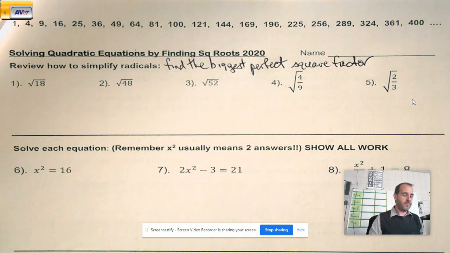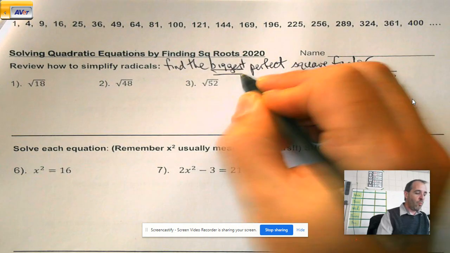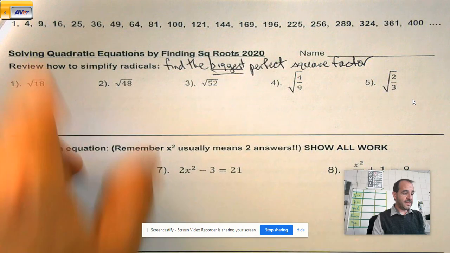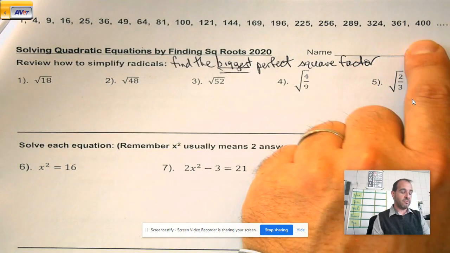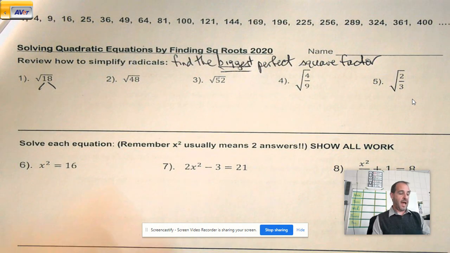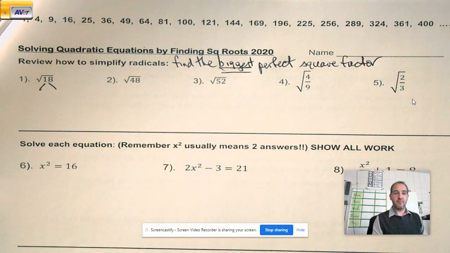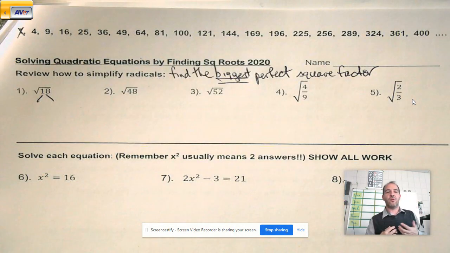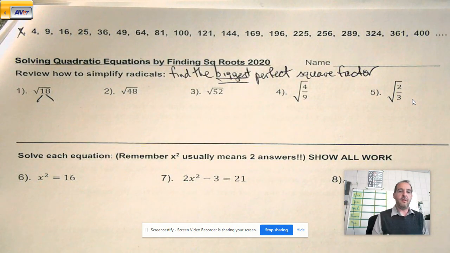So here's the biggest deal with this. When you're trying to simplify radicals, one of the numbers in this list has to be one of your two factors. Okay? So like with 18, I can't use 6 and 3. I don't see 6 or 3 in the list. Technically, could I use 1 and 18? I'm going to actually cross out 1. Yes, it's a perfect square, but it's not going to help me at all.